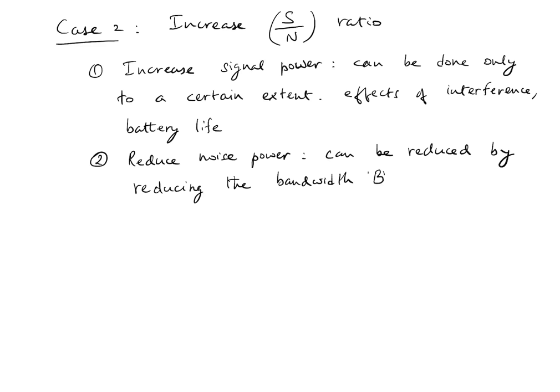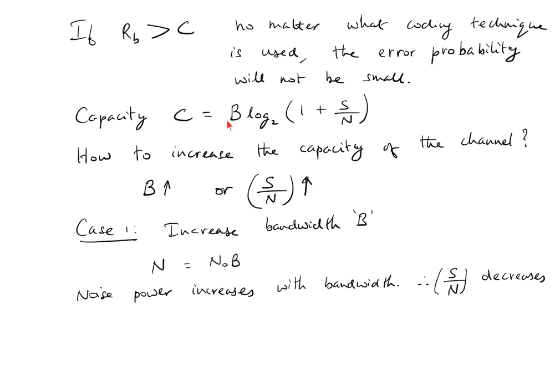So when we reduce the bandwidth, then the capacity will decrease. We are trying to reduce the noise power so that we can increase the signal to noise ratio and therefore increase the capacity of the channel. But trying to reduce the noise power by reducing the bandwidth seems counterintuitive, because reducing the bandwidth means reducing the capacity of the channel, because the bandwidth has a direct relationship with the capacity. So in order to reduce the noise power, if we reduce the bandwidth, then the capacity will undergo a reduction. So it is kind of a trade-off and a balancing act.